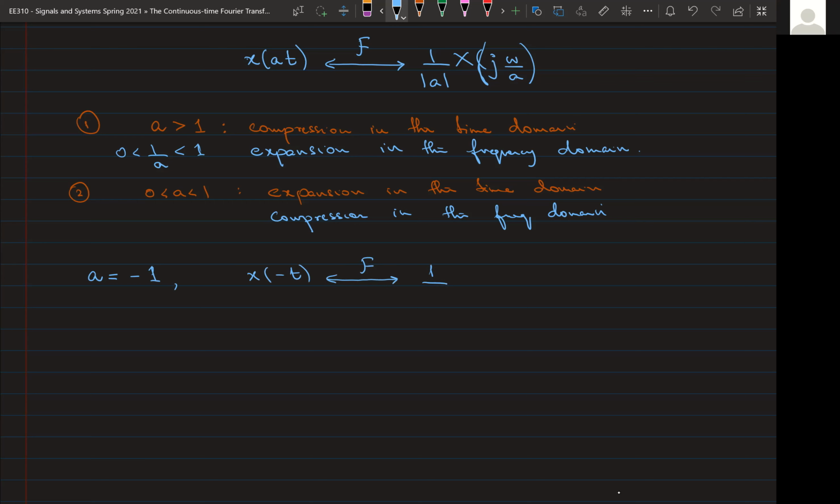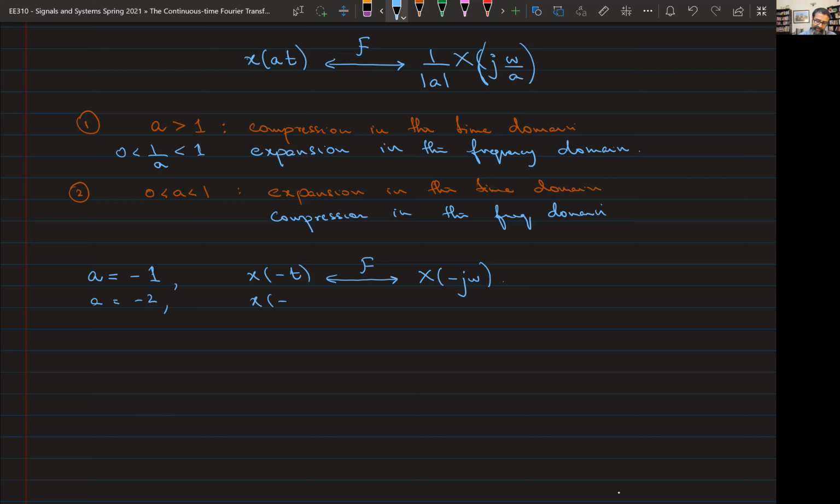This would be the absolute of minus one, which is just one. And then this would be X of minus j omega. Right? So when a equals minus one, you actually use the scaling property to find out that reversal in the time domain implies a reversal in the frequency domain.